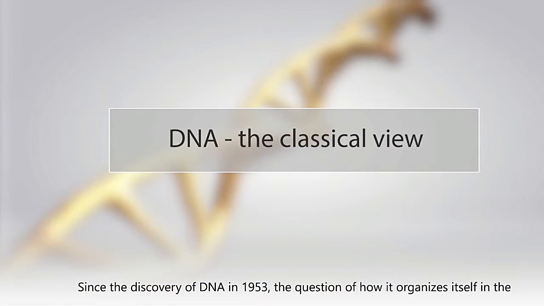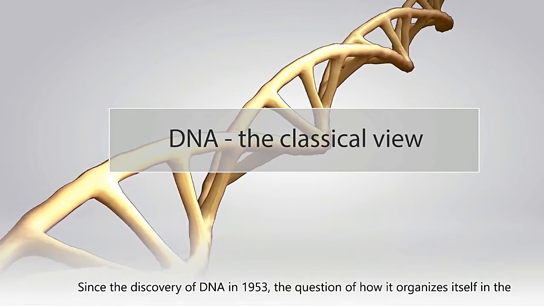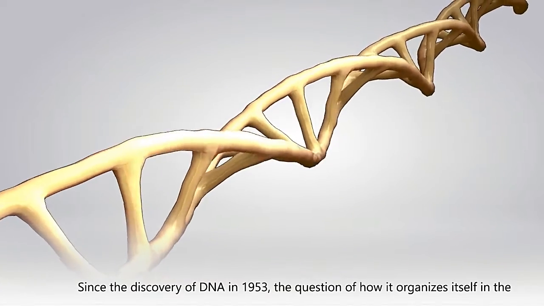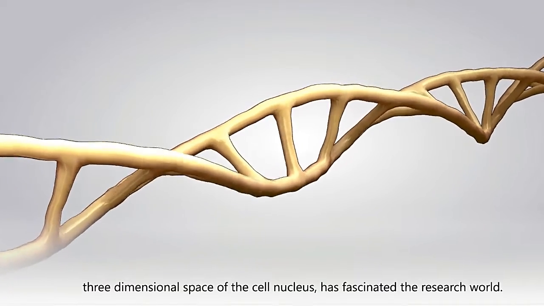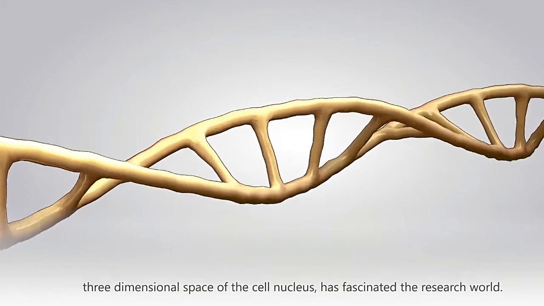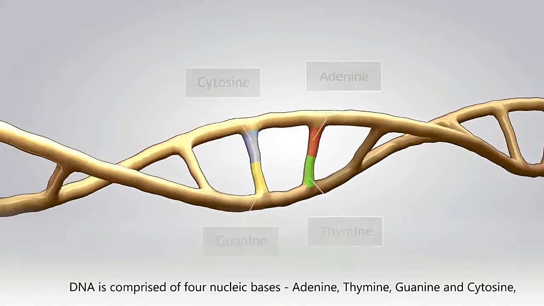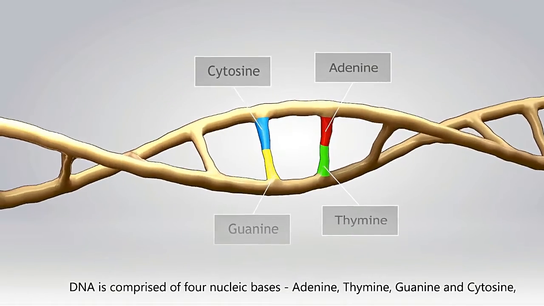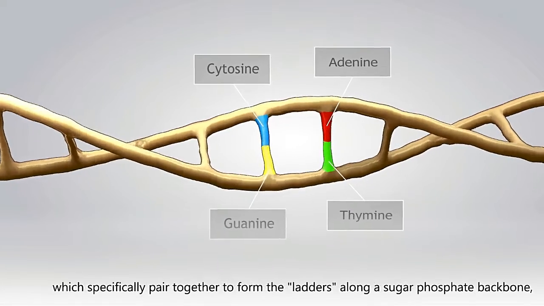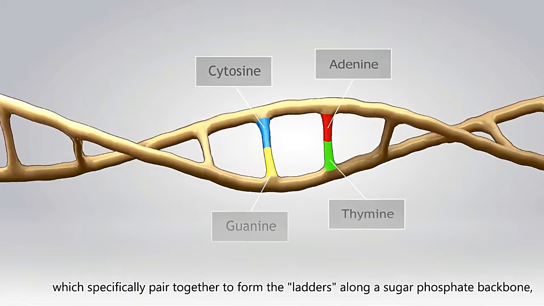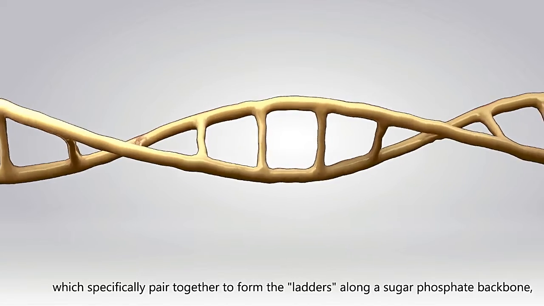Since the discovery of DNA in 1953, the question of how it organizes itself in the three-dimensional space of the cell nucleus has fascinated the research world. DNA is comprised of 4 nucleic bases: adenine, thymine, guanine, and cytosine, which specifically pair together to form the ladders along a sugar phosphate backbone.